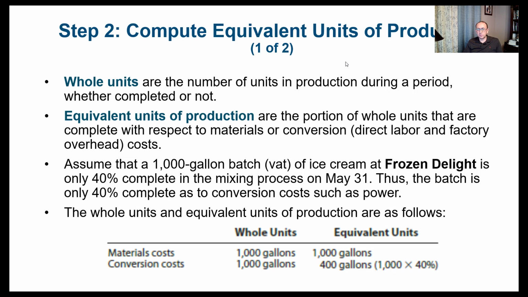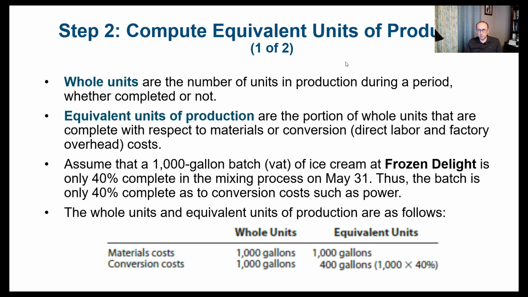So again, whole units, this is like, let's say we have 100 units, whether we completed them or not, the 100 units are the whole units. Equivalent units, let's say we have 100 units, but we only completed them 70%. So these would be only 70 units, or in other words, equivalent to 70 units. So the whole units, it doesn't matter whether we completed them or not. We're going to count them anyway.